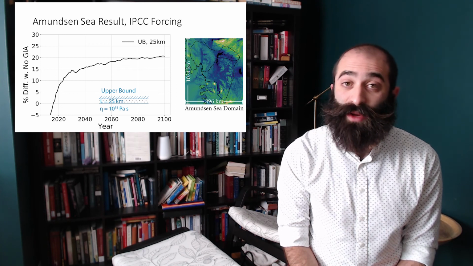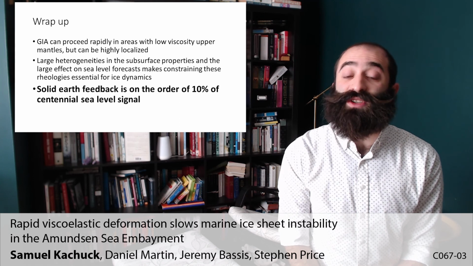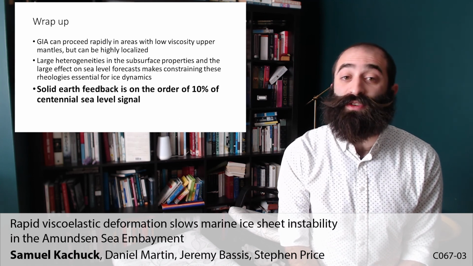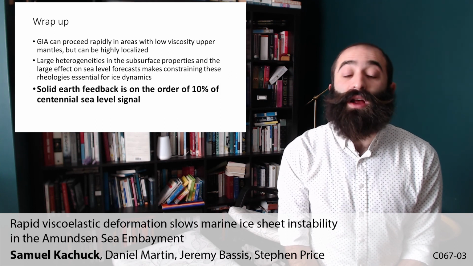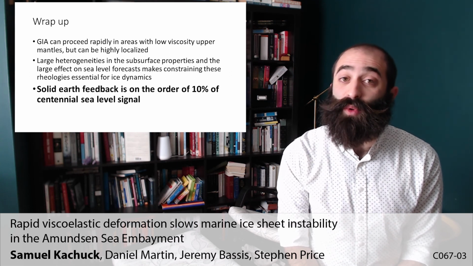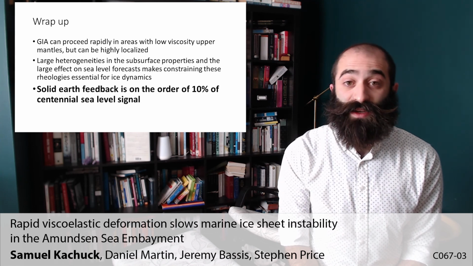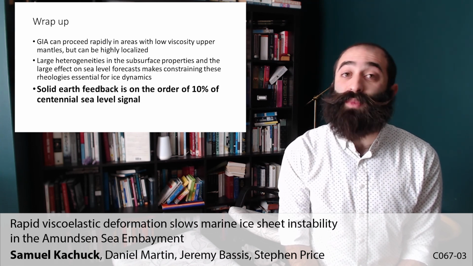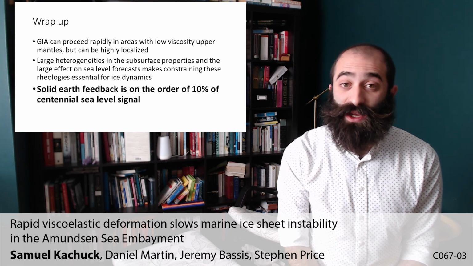flat Earth approximation. To wrap up, glacial isostatic adjustment can proceed rapidly in areas with low viscosity upper mantles, in highly localized regions. Large heterogeneities make pinpointing these rheologies difficult, but the effect on sea level forecasts can be quite significant, over 10% for the best guessed regional rheology over century timescales.